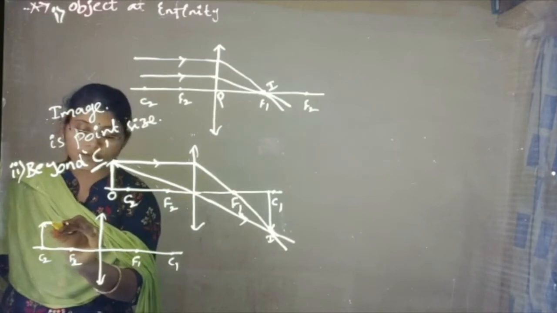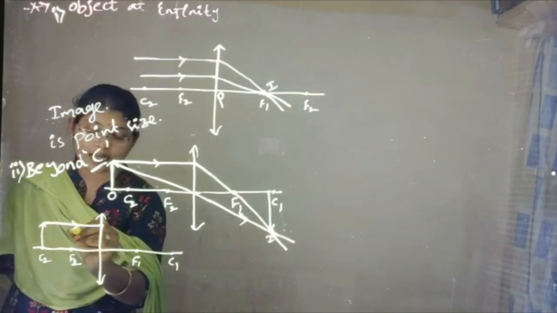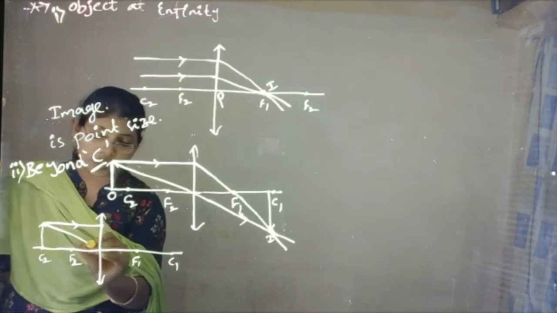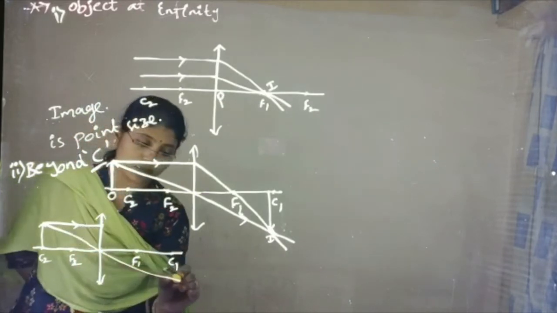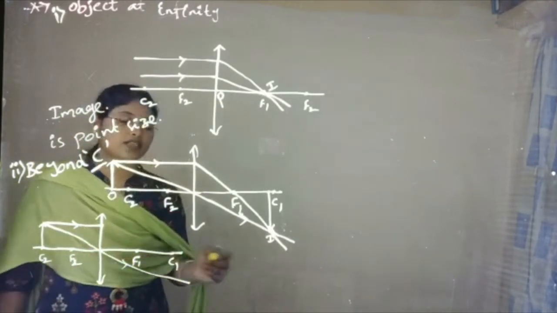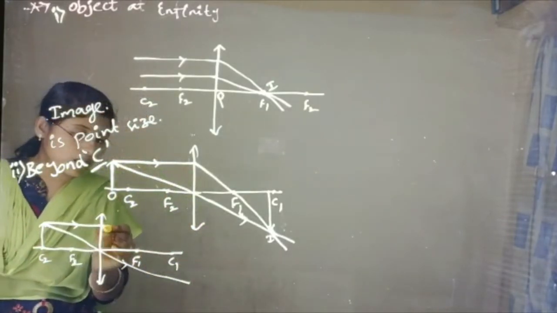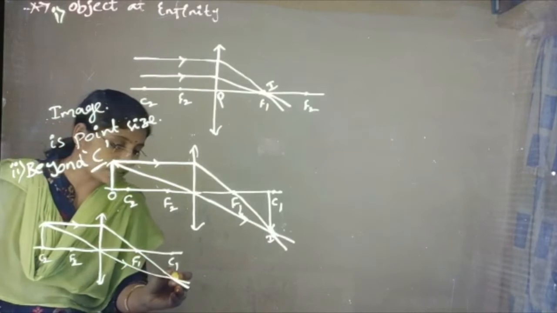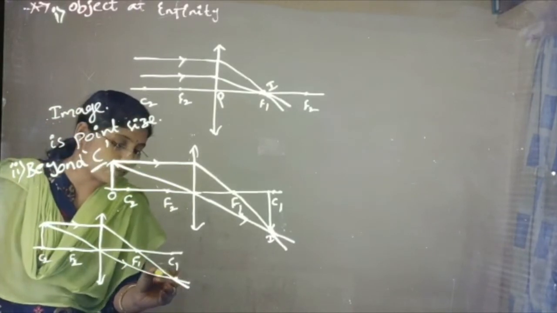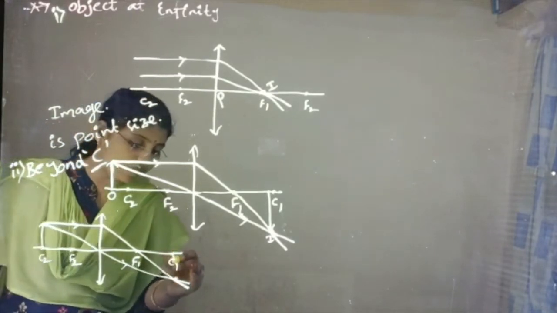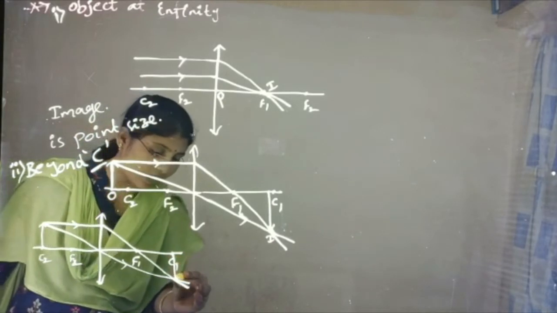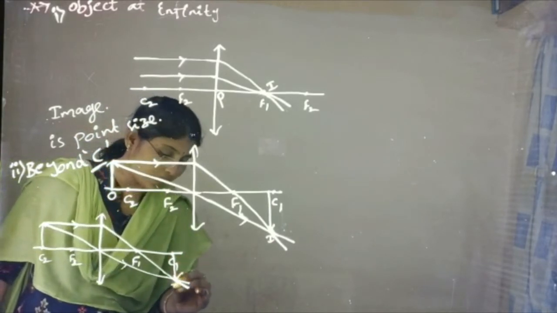From this we have to consider two types of rays. One is the parallel ray, the other is passing through the optic center. The ray passing through the optic center does not deviate. Another one passes through the focus point. Both refracted rays are converging at one point. So here we are getting the image point. This is the image point.